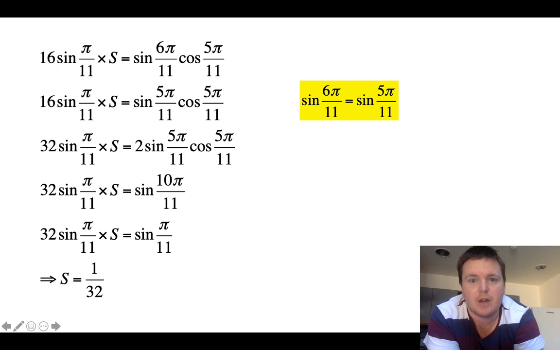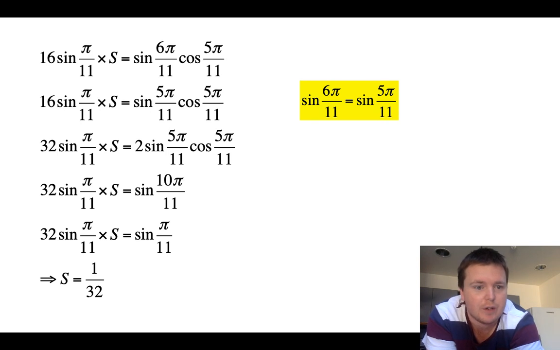But the sines of those values are the same, so we can interchange them, do the double angle formula again, and eventually we get down to on one side having sine pi over 11 and the other one having sine 10 pi over 11, but they are the same value. And then divide both sides by sine pi over 11 and divide both sides by 32, and you're left with the thing you started with that you're trying to find.